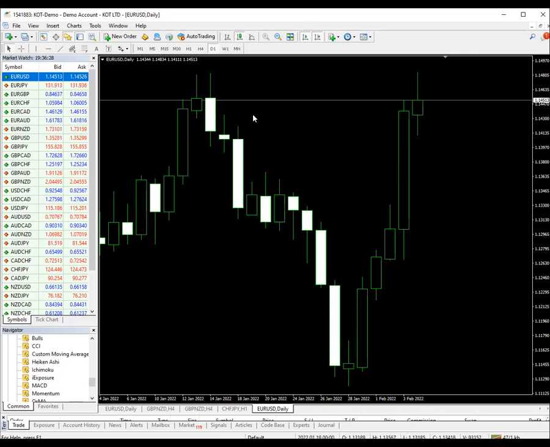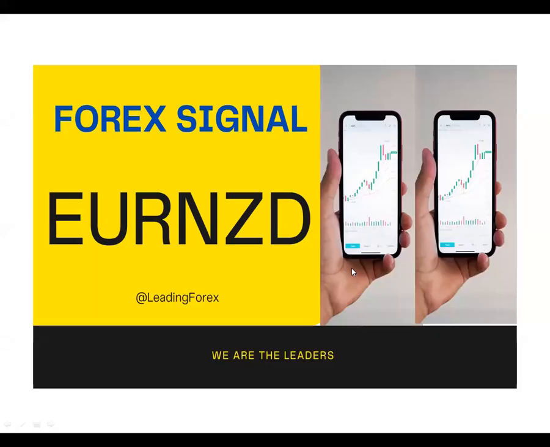Now that we have seen what the forecast for last week was, what is the forecast for this week? Let's go straight and look at what we have for ourselves this week. This week, we have this signal for ourselves: EURNZD.